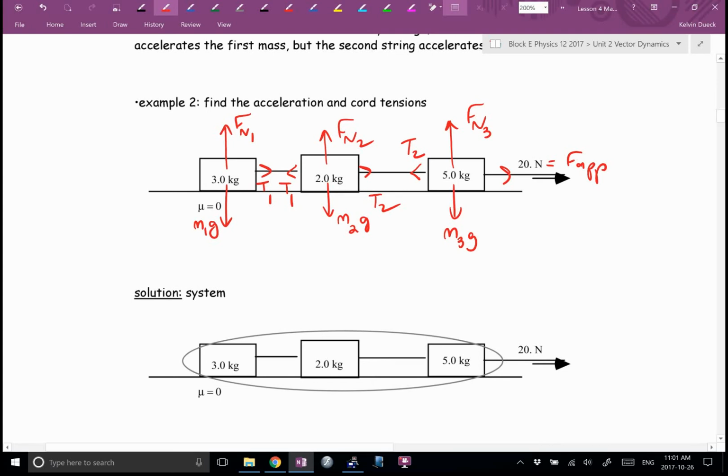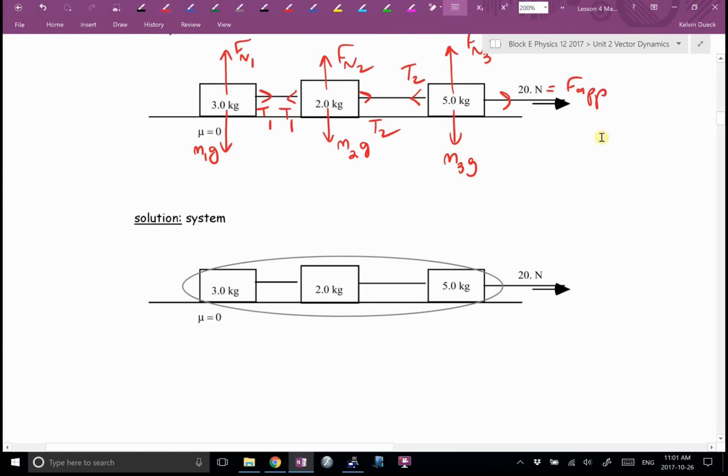Who's winning? So what you're really saying is, as I walk along the rope, anything that ends up pointing to the right is going to be winner plus. Anything that ends up pointing to the left is going to be loser minus. That's really what I mean with my winner minus loser shtick. So F applied, minus tension 2, plus tension 2.